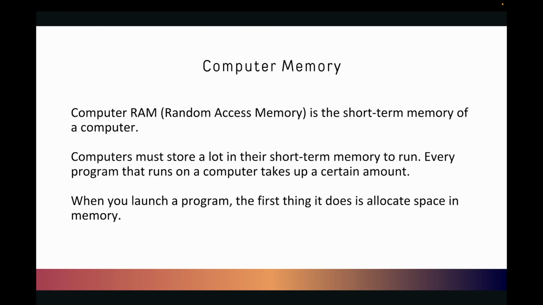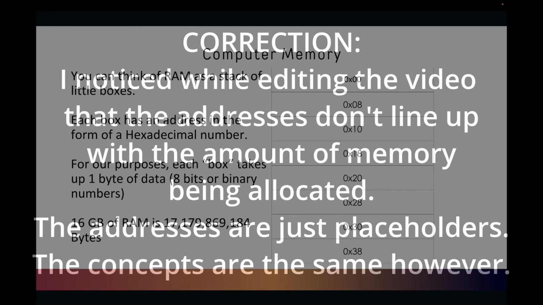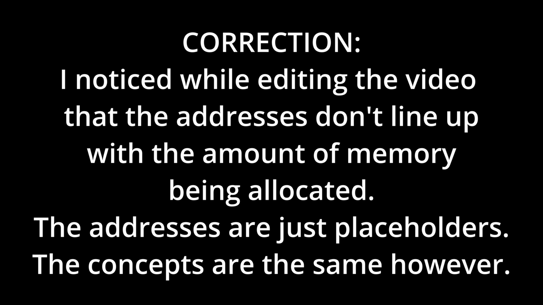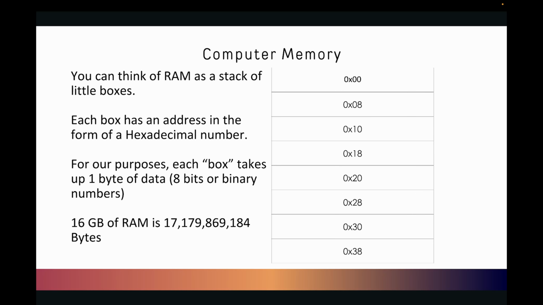When you launch a program, the first thing it's going to do is allocate space in memory for that program to actually run. You can think of RAM as a stack of little boxes. Each box has an address in the form of a hexadecimal number. For our purposes, each box takes up 1 byte of data, so 8 bits or binary numbers. So 16 gigabytes of RAM means you have 17 billion, 179 million, and so on bytes. So you have a ton of these little boxes to work with. However, we're going to stick to just these few boxes for the sake of visualizing the concept.